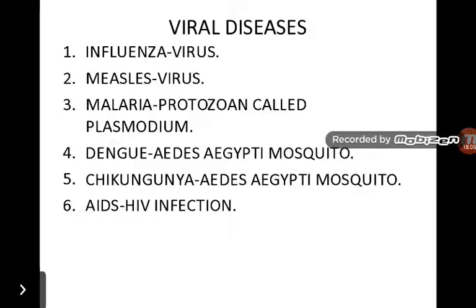Dengue, Aedes aegypti mosquito, again a scientific name. Chikungunya, the same vector. 6 is AIDS. AIDS is a very important disease. It's caused by HIV infection.